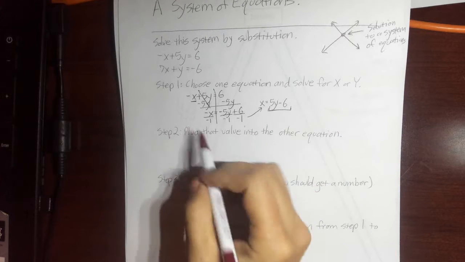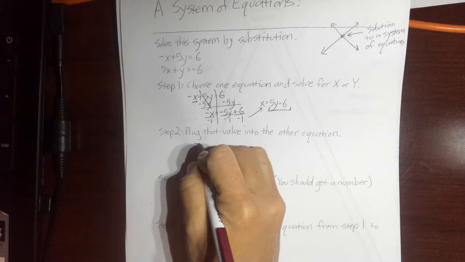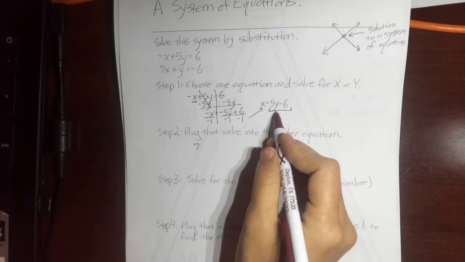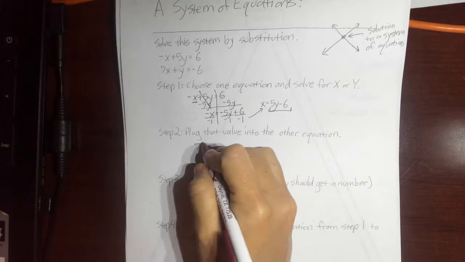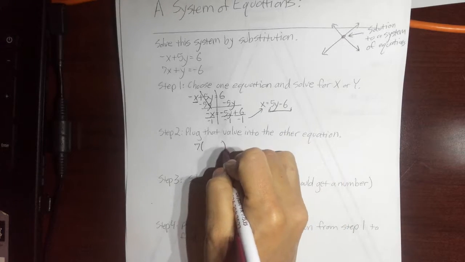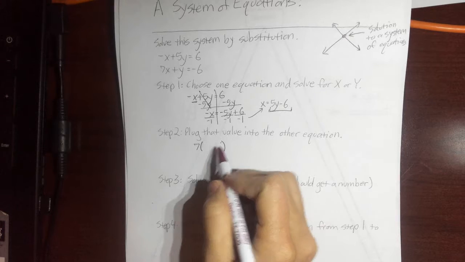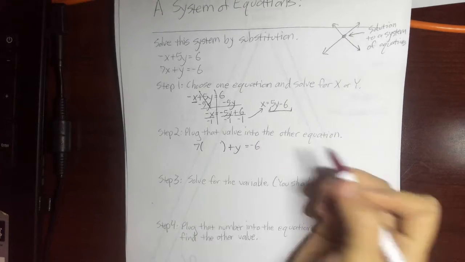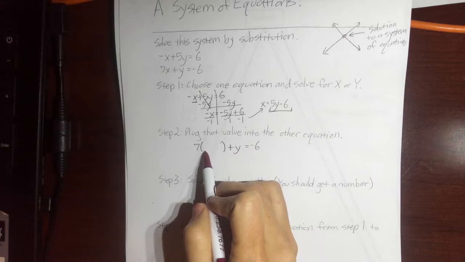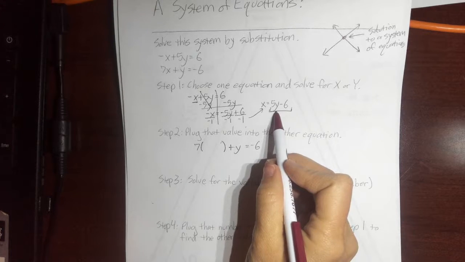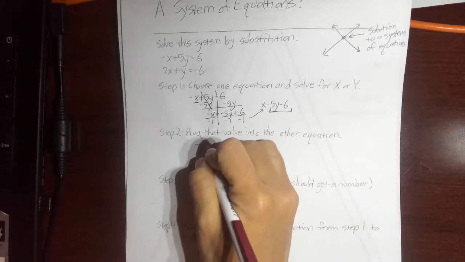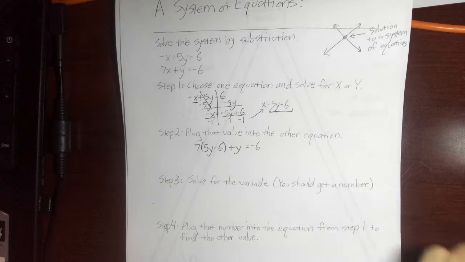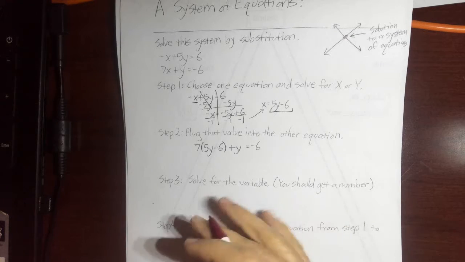So let me write out my other equation. My other equation was 7, and instead of x, I'm going to put in this whole expression here. So I'm going to put a big parentheses here, because that's where the x would go, and then plus y equals negative 6. Like I said, instead of x, we're going to substitute in this expression that we found is equal to x. And now we're going to solve for y.